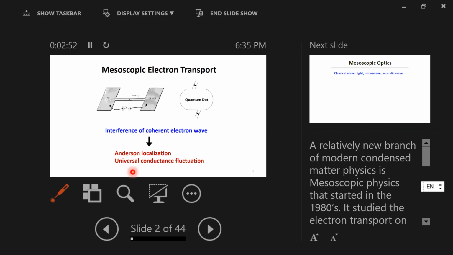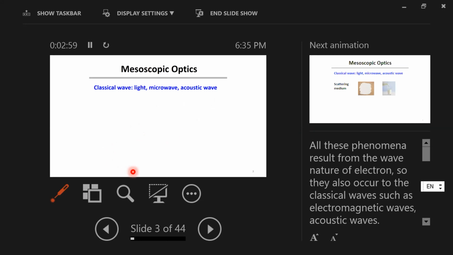Because all these phenomena result from the wave nature of the electron, this also exists for other types of waves, like classical waves. For example, for light, for microwave, for acoustic wave. If we consider light, because the coherence length for light is much longer than for the electron, we can really do all these experiments at room temperature and with really large samples.